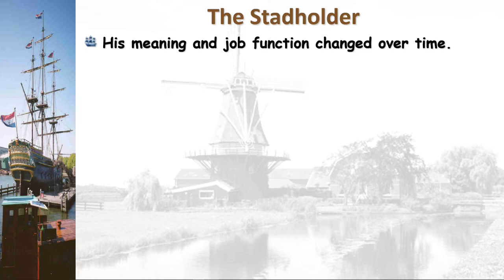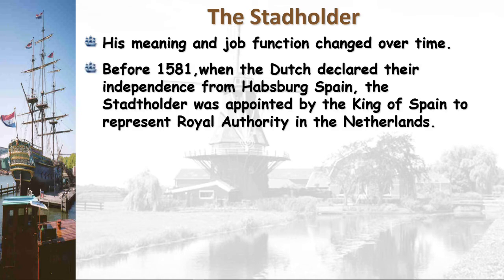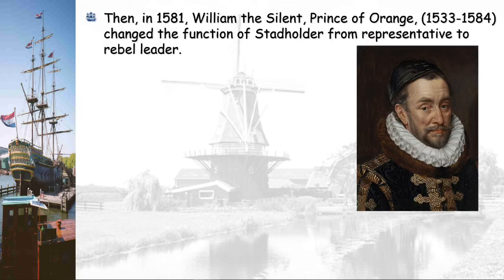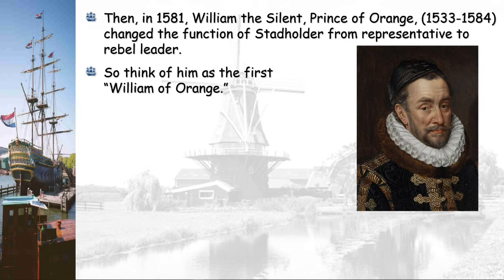The Stadtholder. The meaning of the Stadtholder and the job function of the Stadtholder changed over time. Before 1581, when the Dutch declared their independence from Habsburg Spain, the Stadtholder was appointed by the King of Spain to represent royal authority in the Netherlands. That's royal Spanish authority. Then, in 1581, William the Silent, Prince of Orange, who lived from 1533 to 1584, changed the function of the stadtholder from representative of the king to rebel leader. So think of him as the first William of Orange, right?